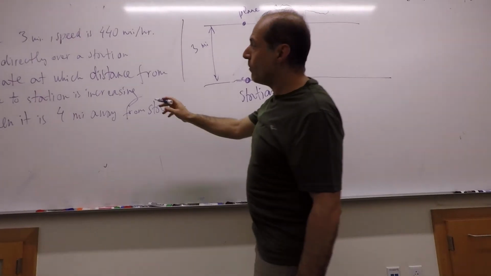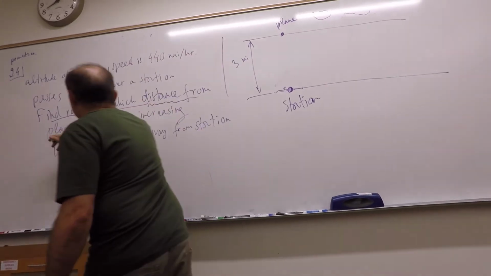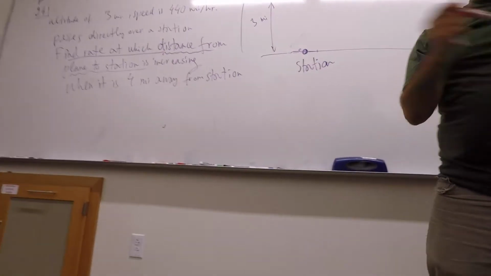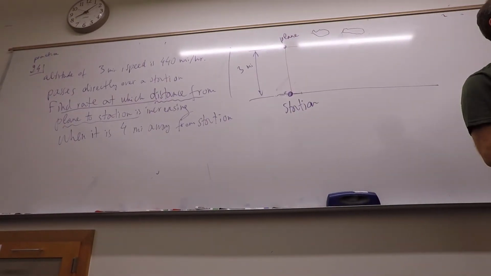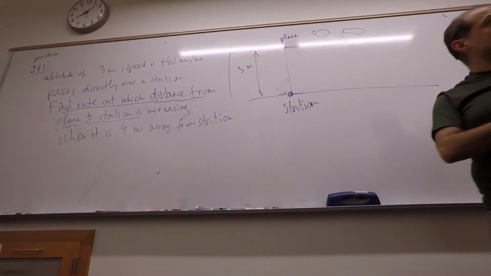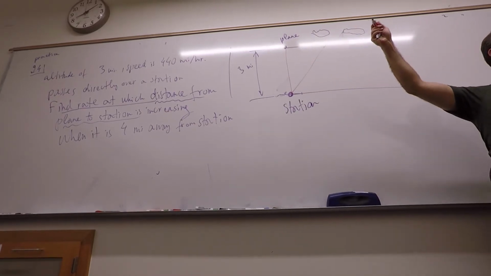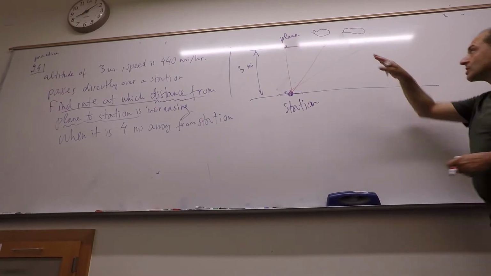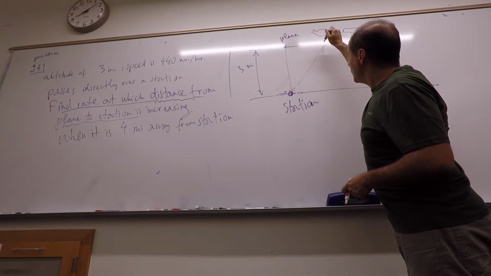So we want to find the rate at which what? The distance from the plane to the station. What is changing? The distance from plane to station. When it's directly overhead, right? But the plane continues going, and the station is not. So this distance will change. It will increase. See that? If you are here, the distance is even greater. So it's increasing.